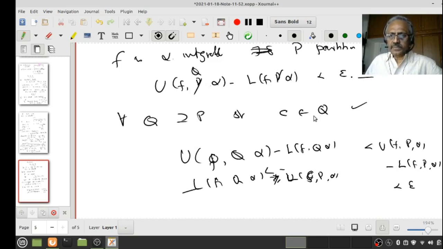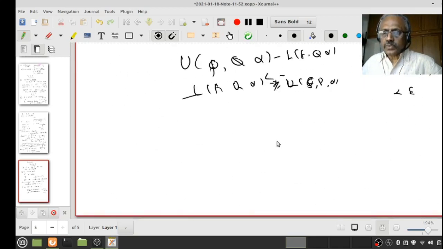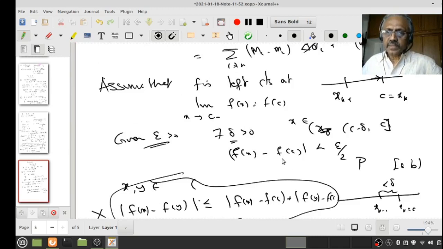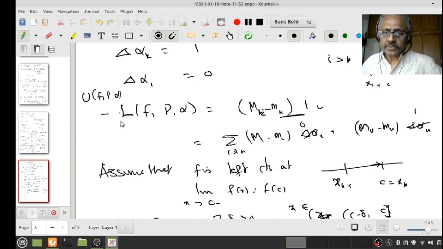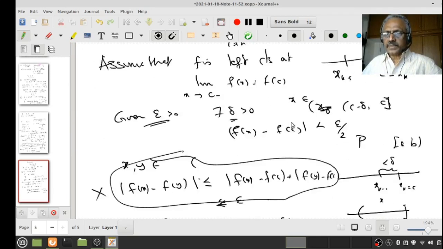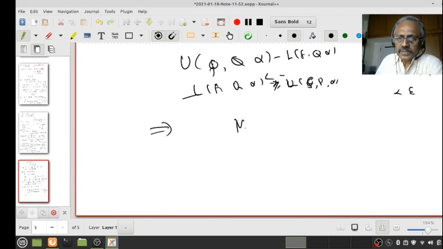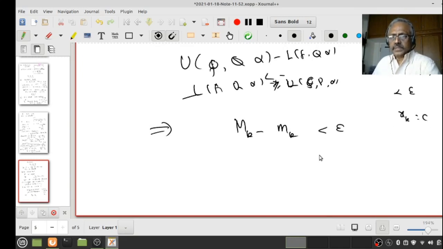Now what is the advantage? I am taking this to be Q, right? Now let's go back. So what does it say? We know what U(f,P,alpha) minus L(f,P,alpha) looks like for such things. Let us assume my C is equal to xk as earlier, then it is going to be Mk minus mk, alpha of the jump, and that is less than epsilon. This implies capital Mk minus small mk, where we are assuming xk equal to C, is less than epsilon.